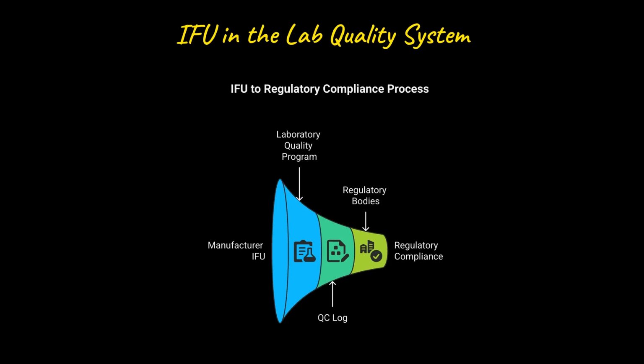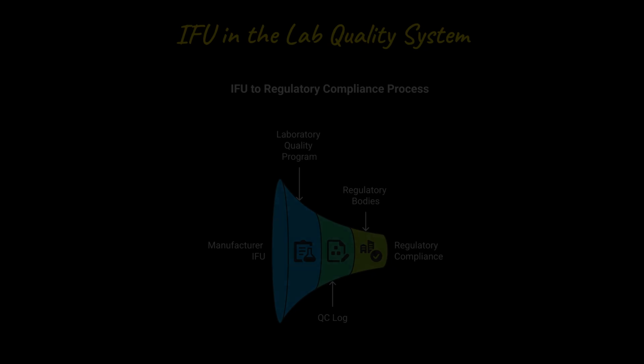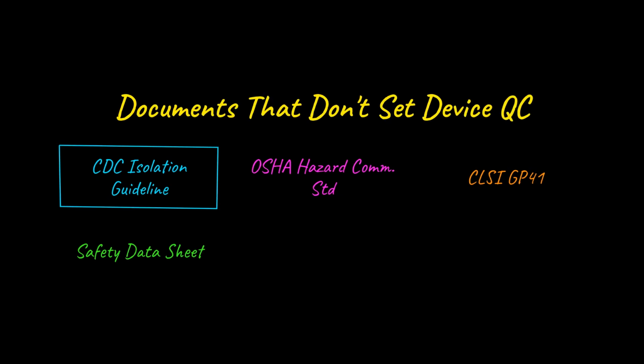The laboratory's quality program layers on top, sometimes adding controls after events like a reagent lot change. CLIA, CAP, and the Joint Commission all inspect to confirm both the IFU minimums and the laboratory's own program are consistently followed. Common distractors each govern a real but different scope.